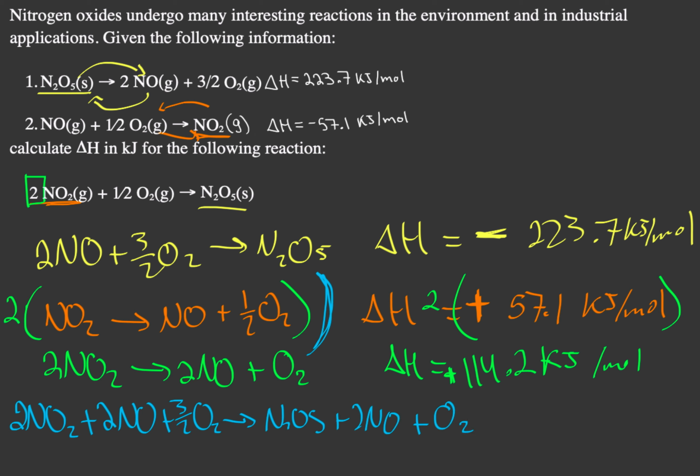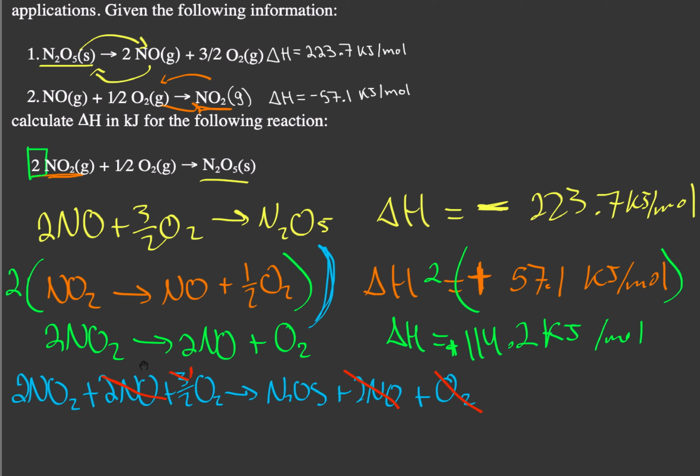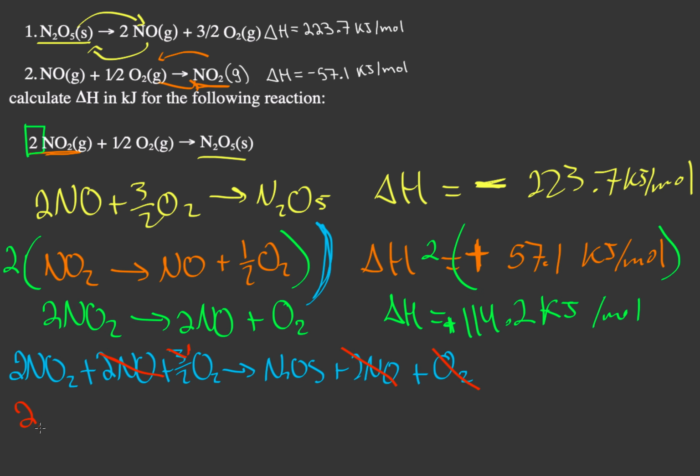Now, if we see things show up on both sides, like 2NO and 2NO, you cancel these out. And since we have 3/2 O2 here and O2 over there, we can cancel it out, and this becomes 1/2. And then this basically finalizes to become 2NO2 plus 1/2 O2 gives us N2O5, right?